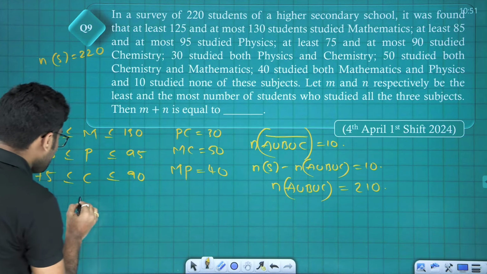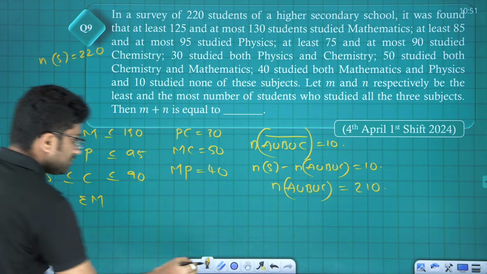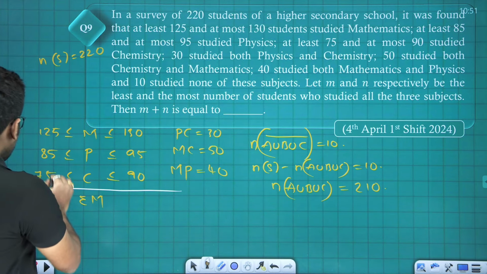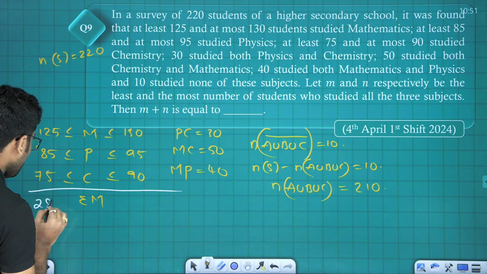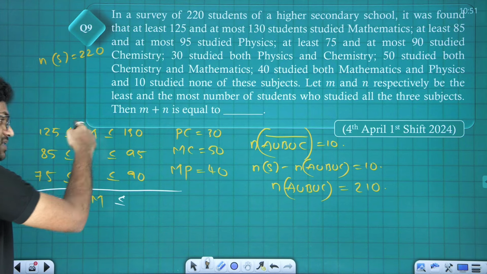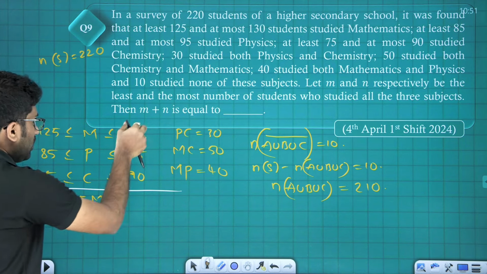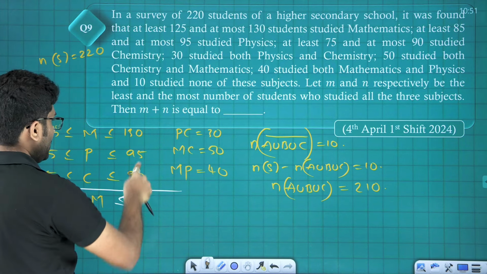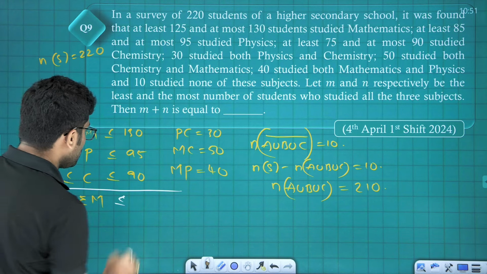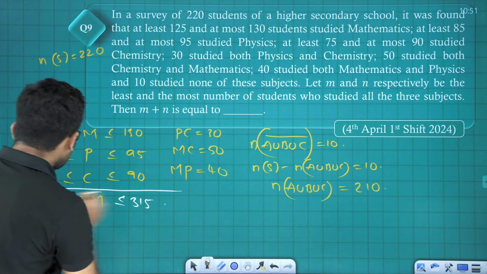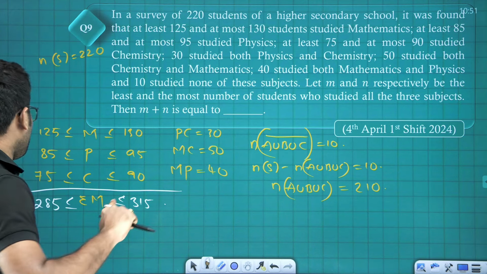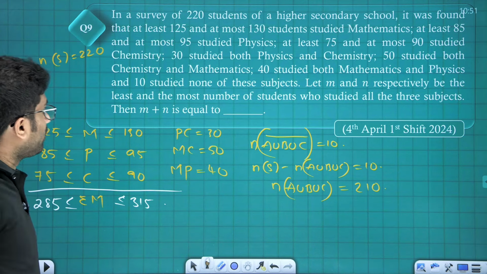At the same time, sigma n, if you add all of these three, 125 plus 85 plus 75 is 285, less than or equal to sigma m, meaning m plus p plus c, 130 plus 95 plus 90, that is 180 plus 130. So that means 315. So this value will always lie between 285 and 315.